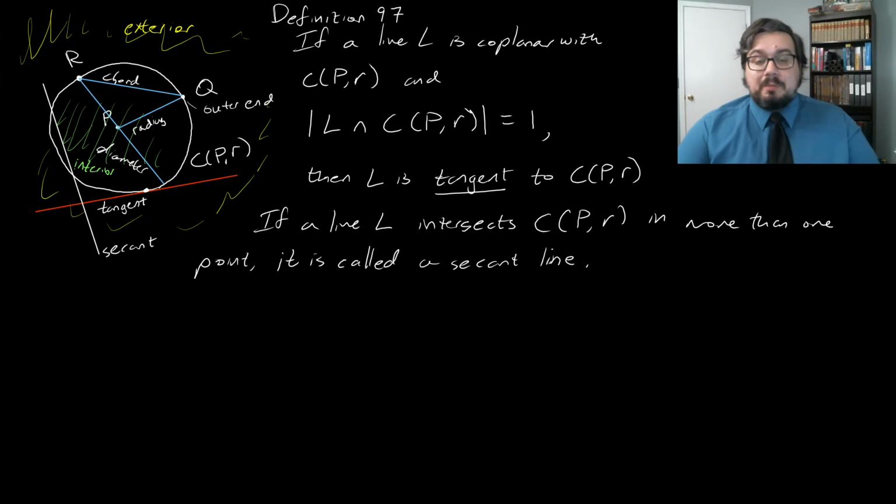Now, one of the things that we're about to prove is that a secant line, in fact, intersects the circle in exactly 2 points. It can never intersect it in more than that. So the first thing that we want to consider is when a line is tangent to a circle. We want to get some equivalent form of that we can work with to detect when a line is tangent or not. So that's theorem 98.